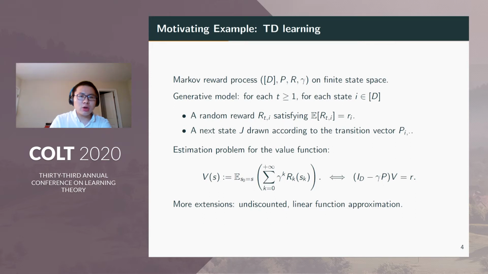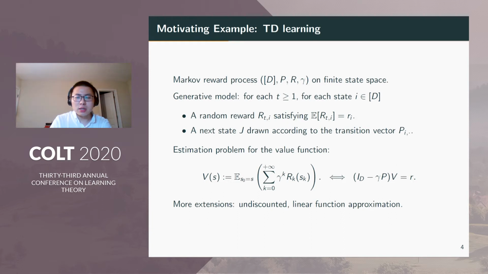Our second example comes from reinforcement learning theory. Consider a Markov reward process on a finite state space. We get observations from a generative model where the observations are IID, and for each round, you have a random reward and random state transition at each state. And it is natural to ask the question of value function estimation.